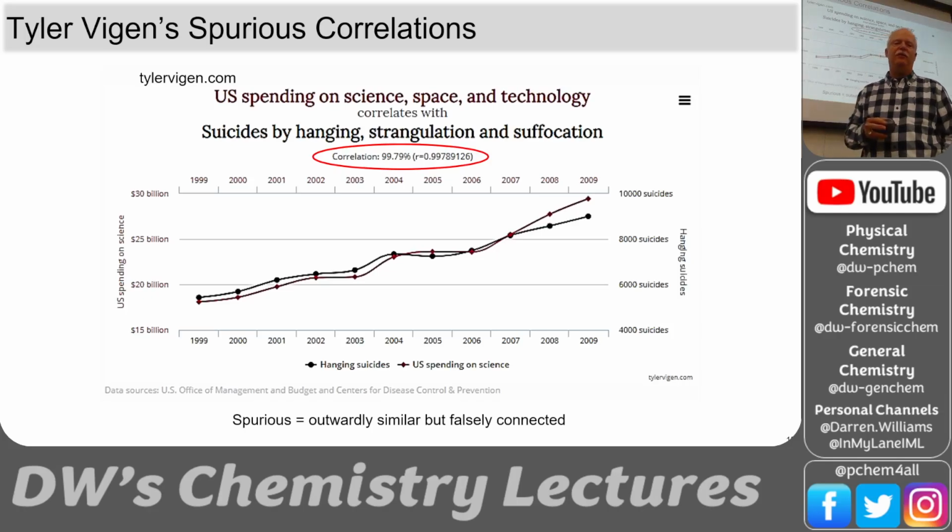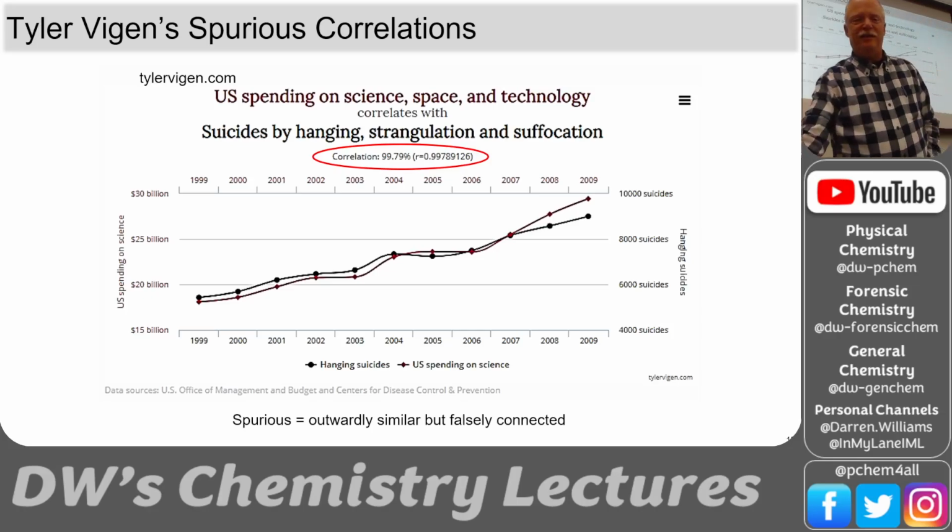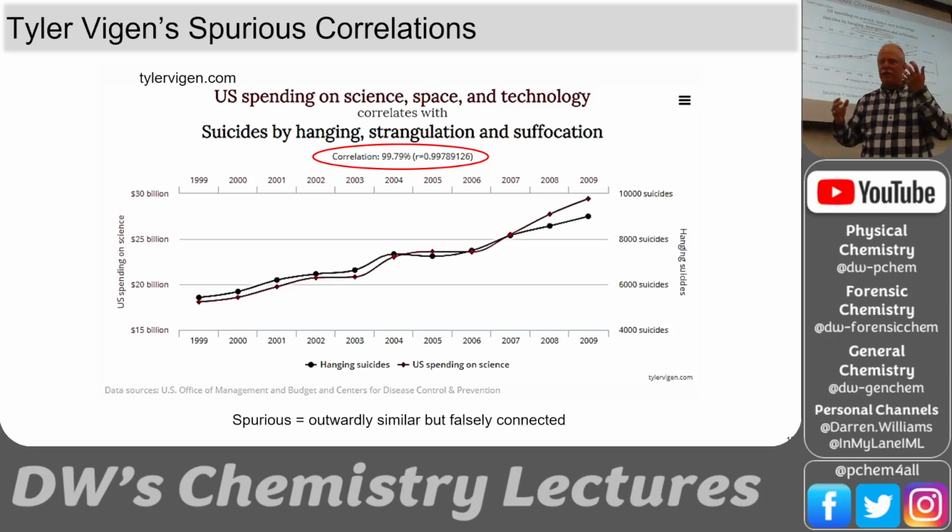So this is one of my favorite web pages, tylervigen.com. What's the guy's name there? Tyler Vigen. Have y'all ever seen this before? Anybody? Good. Okay. So he went through and just downloaded tons of data from places like this. This is the Office of Management and Budget and the Center for Disease Control and Prevention. And he pulls their data down, and he has a software program that looks for correlations between random sets of data. And this is one of the ones. So he's correlating U.S. spending on science, space, and technology, and suicides by hanging, strangulation, and suffocation.